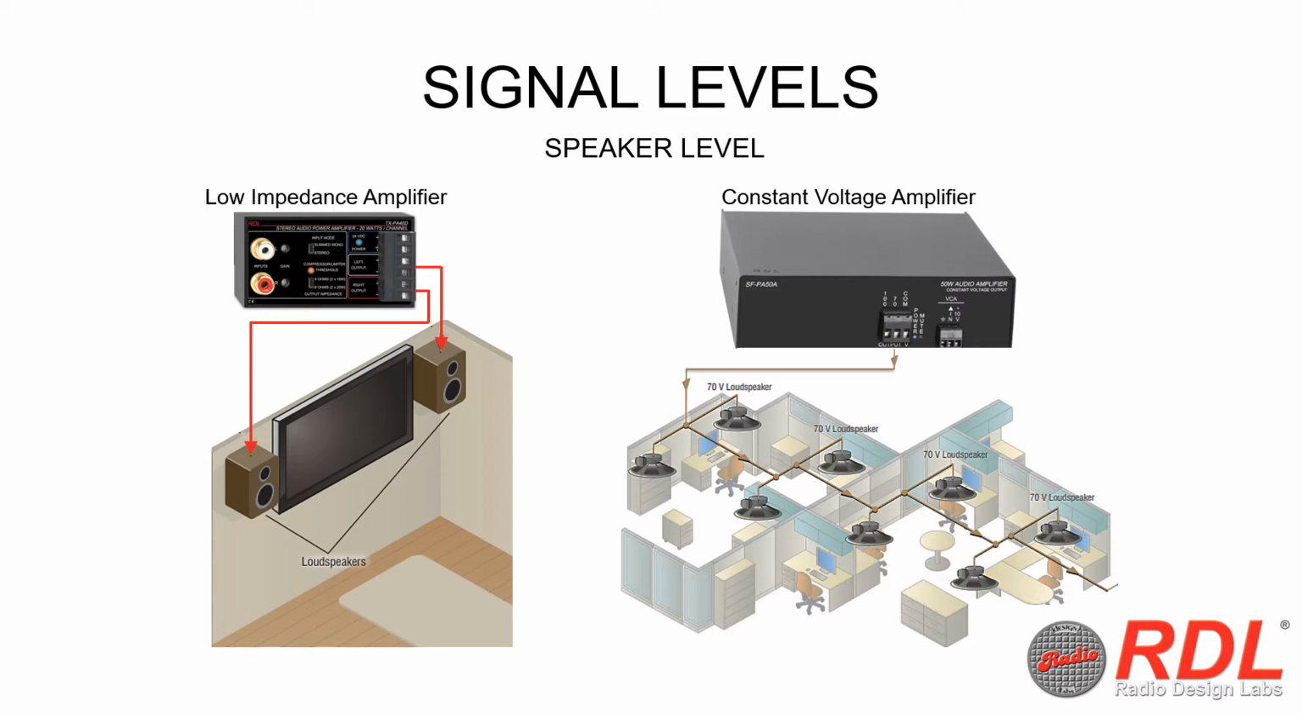The two primary types of speaker level signals are low impedance and constant voltage. I should note that how we refer to a type of audio system is often dictated by the speaker level type. For example, if a system's amplifiers output low impedance signals, the audio system may be referred to as a low impedance audio system, which is also known as a low Z or direct coupled audio system.